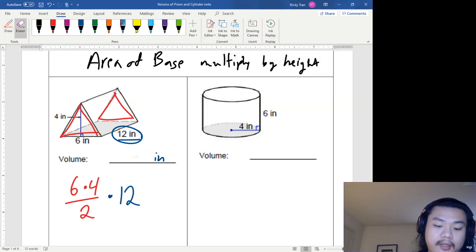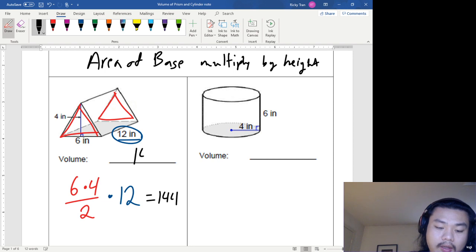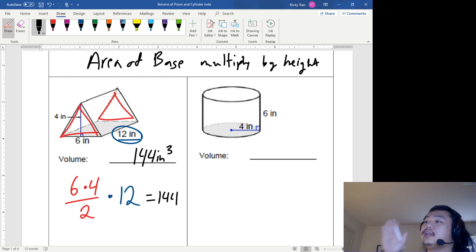144 inches cubed. Now, when we're talking about volume, we're talking about three dimensions. So instead of squared, the power of 2 we normally use for area, for volume we use the power of 3 because it's in the third dimension.